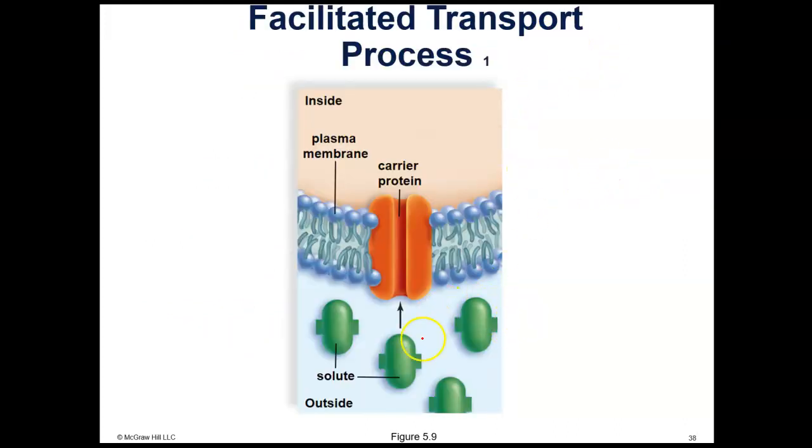And here we have a solute molecule. Here it is in green. Its high concentration is outside the cell and its low is inside. So it's going to move from high to low through a carrier protein with no ATP.